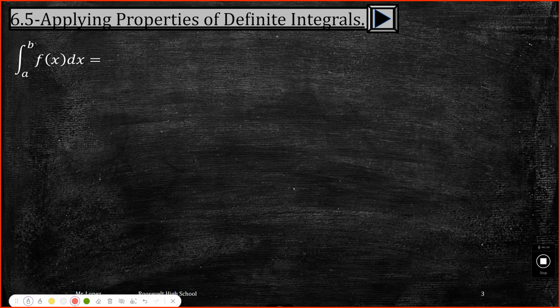One of them is that if I do this, if I switch the upper and lower limits, what must I do if I switch the upper and lower limits? I put a negative. Okay.